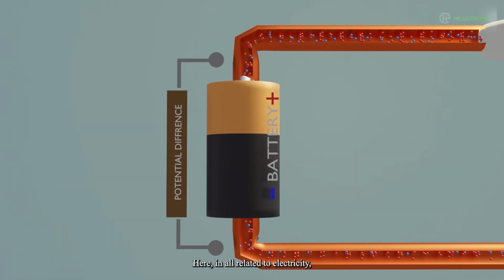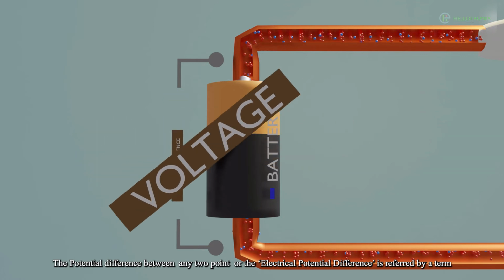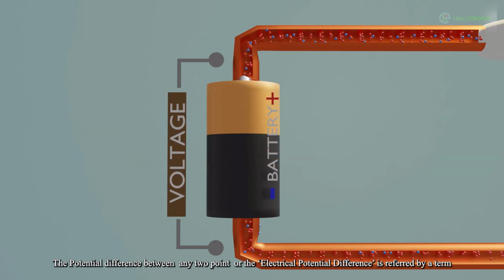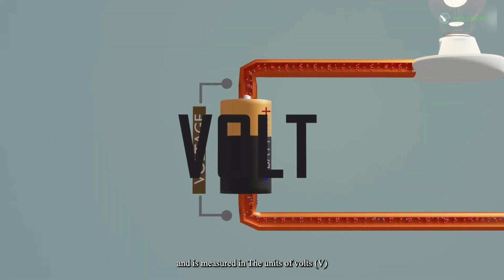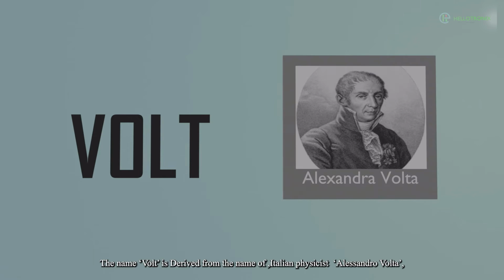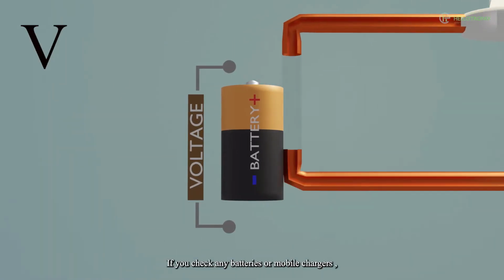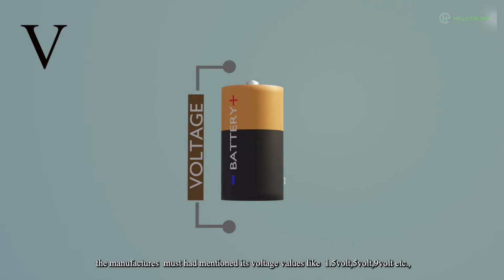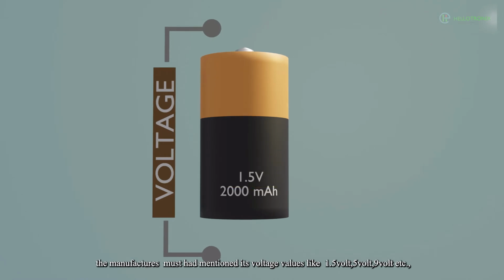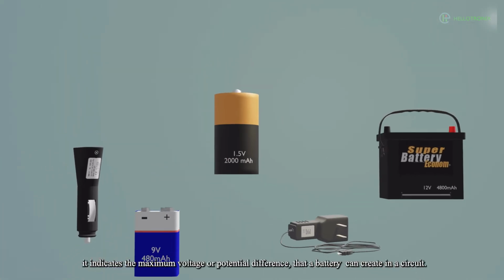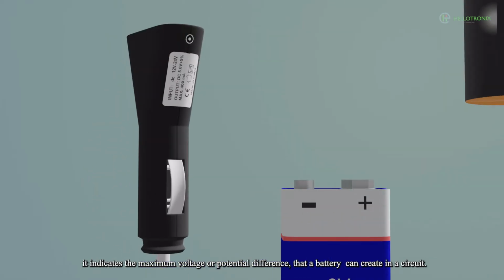In all things related to electricity, the potential difference between any two points, or the electrical potential difference, is referred to by the term voltage and is measured in the unit of volt. The name volt is derived from the name of Italian physicist Alessandro Volta, who invented possibly the first chemical battery. Volt is simply represented by the letter V. If you check any batteries or mobile chargers, the manufacturers must have mentioned its voltage values like 1.5 volt, 5 volt, 9 volt, etc. It indicates the maximum voltage or potential difference that a battery can create in a circuit.